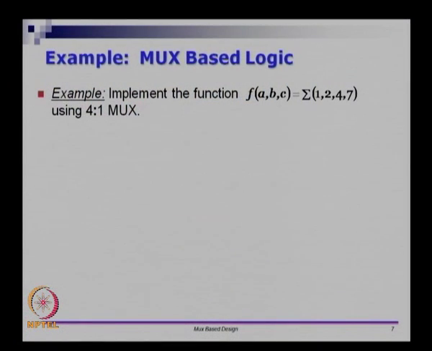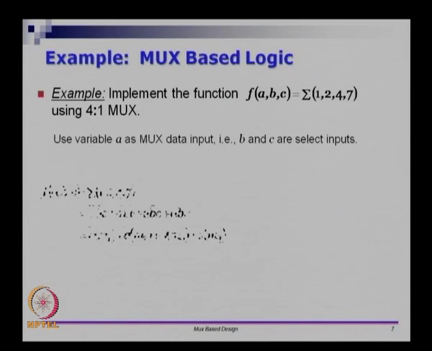Let us see another example. F of ABC is sigma of 1, 2, 4, 7. I want to do this using a 4:1 MUX. So in this case I am going to use variable A as the MUX input and B and C will be the select inputs.